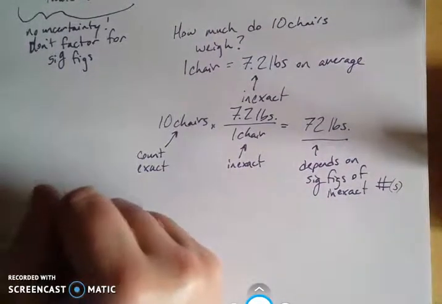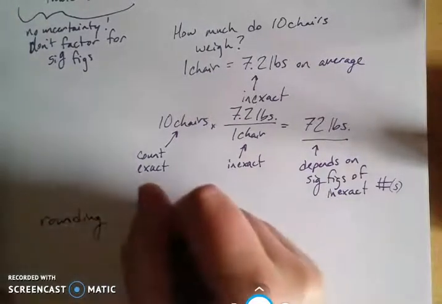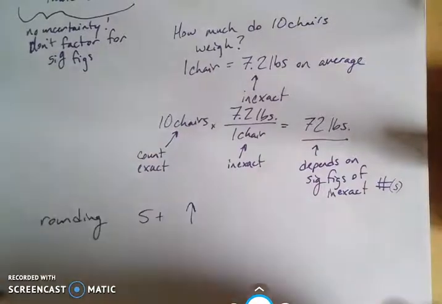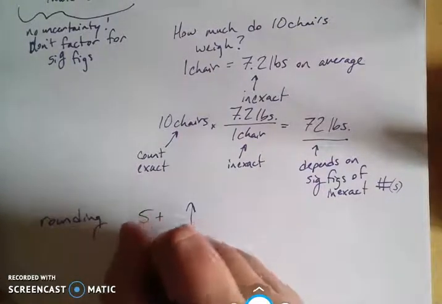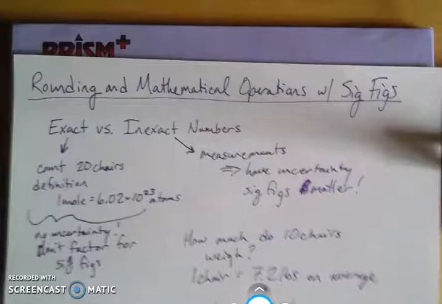So with rounding in general, the rules of rounding are the same as we've seen since elementary school. So if we have 5 and up, we round up, and if we have less than 5, then we round down. But when we're rounding, we want to round to the correct number of significant figures, and so there are certain rules depending on the mathematical operation. So let's talk about the rules of math and significant figures.